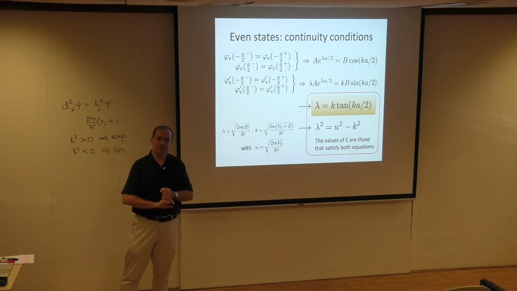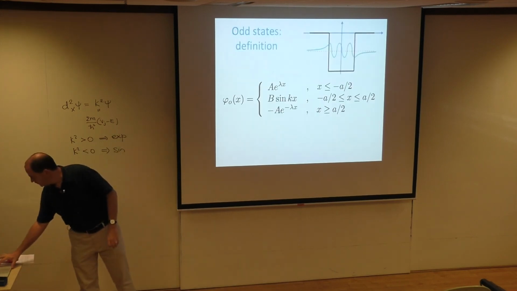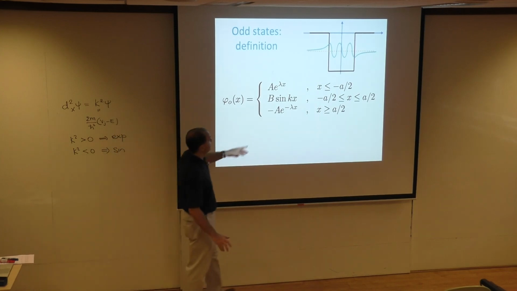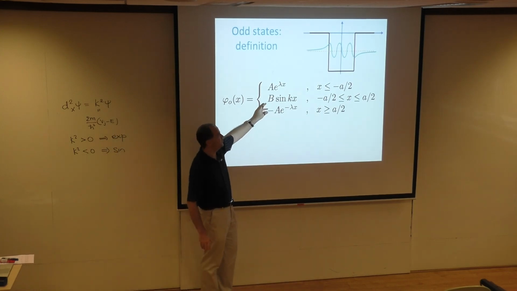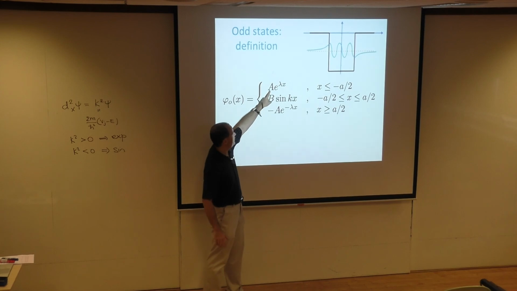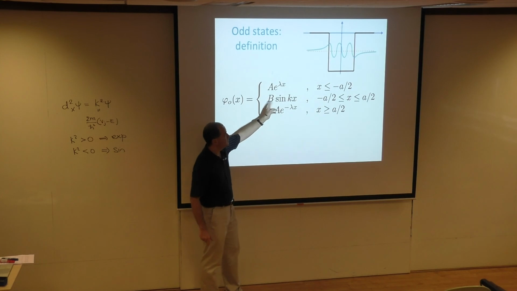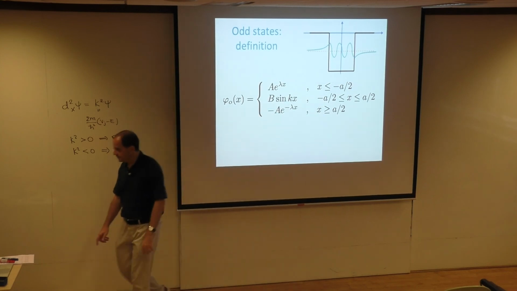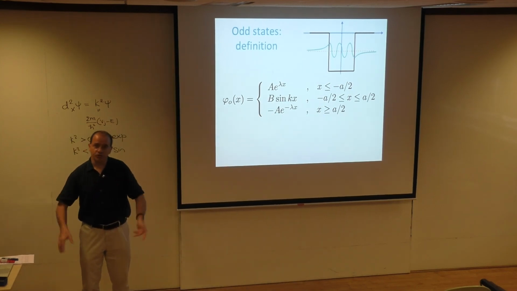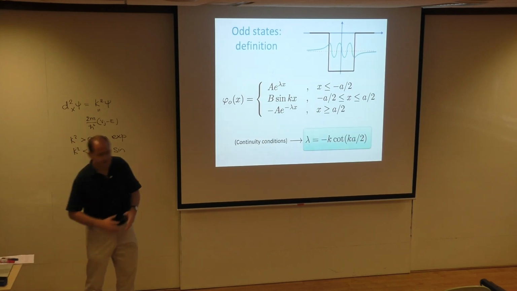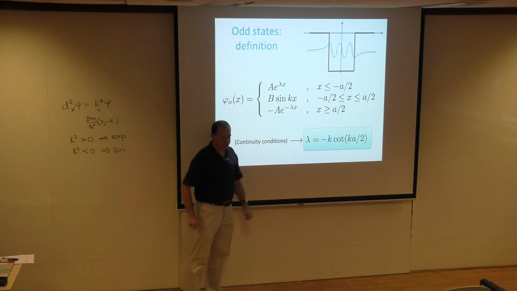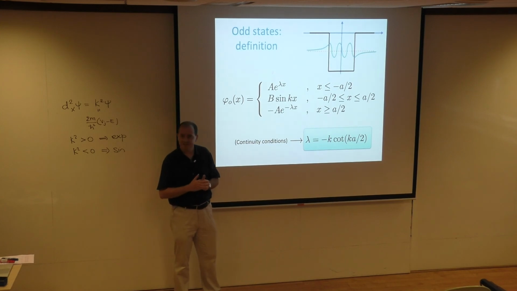We do the same for the odd states. Well, it's odd, right? So the only difference between before and after is that now I have a and minus a, and I have sine instead of cosine as the sinusoidal part. Same exercise, please do it yourself, and then you get that equation. And now I'm going to show you the solution, or at least the graphic solution. A computer can give you the numbers now.